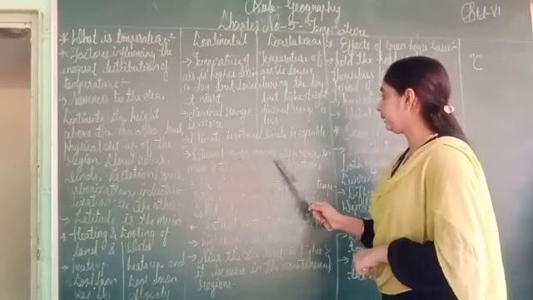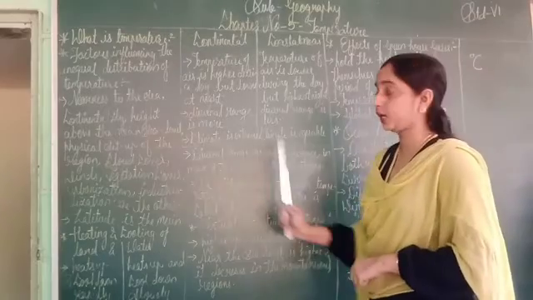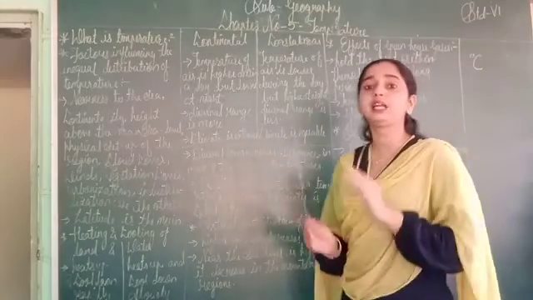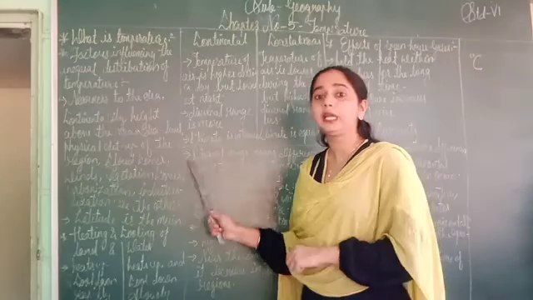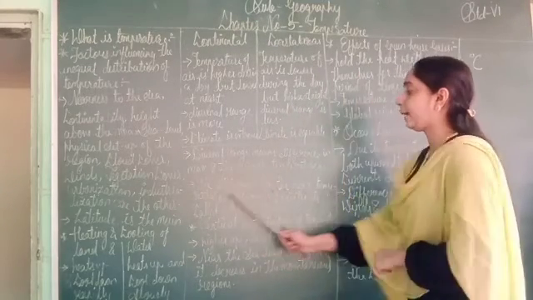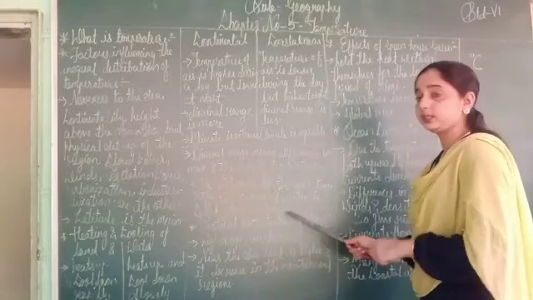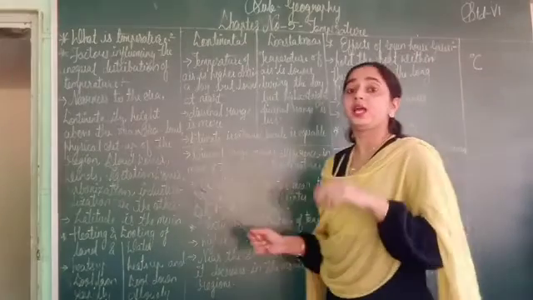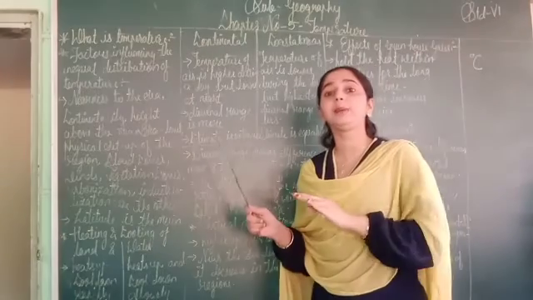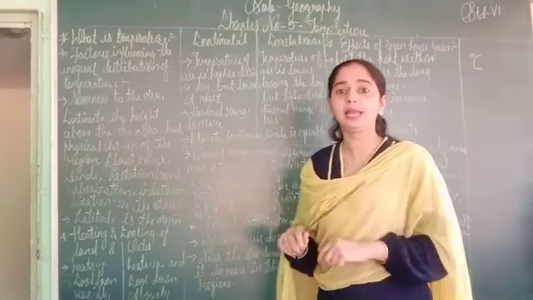Diurnal range means the difference between the maximum and minimum of the temperature. The difference in the mean temperature of summer and winter is called annual range. Annual range means the difference between the temperature in the summer season and in the winter season.